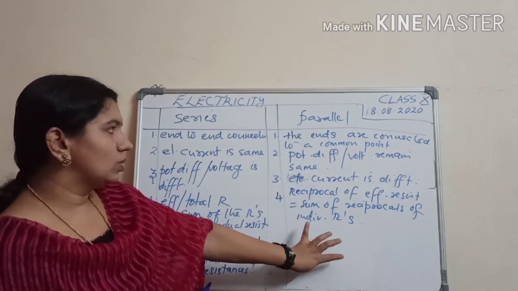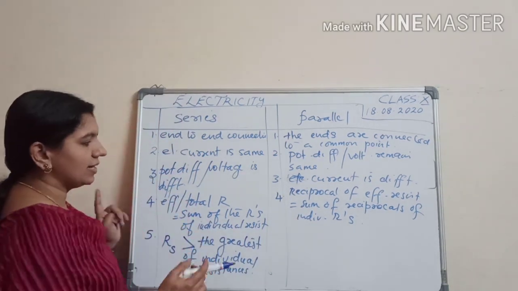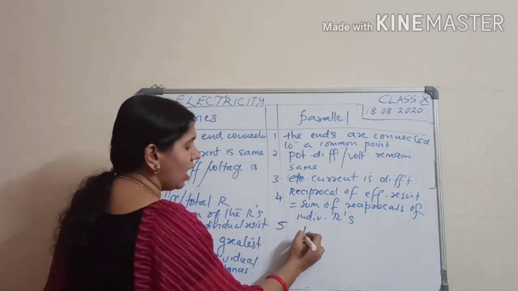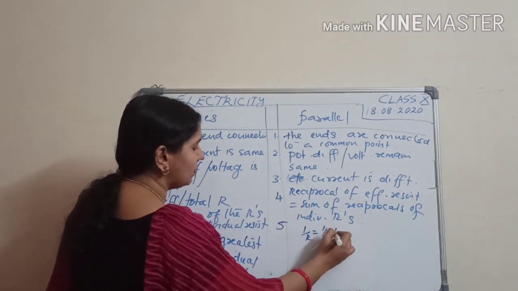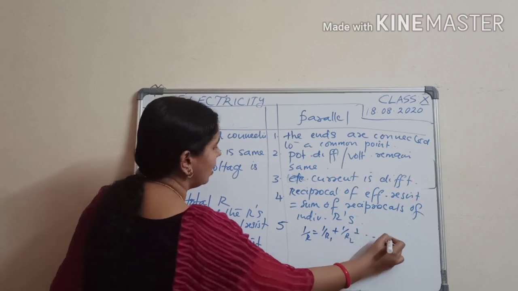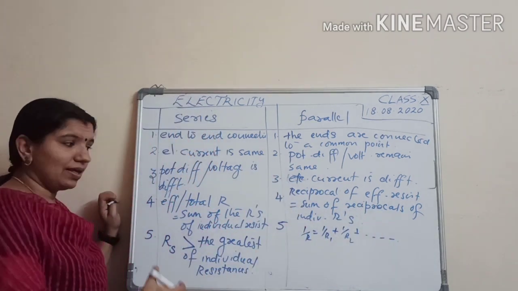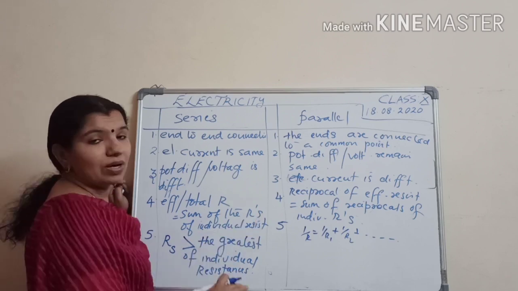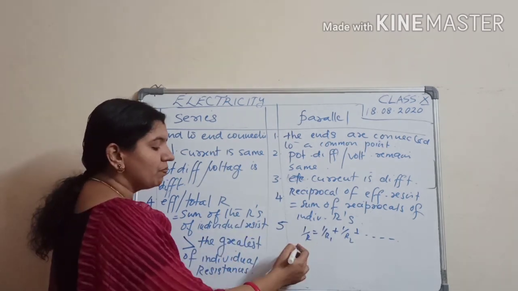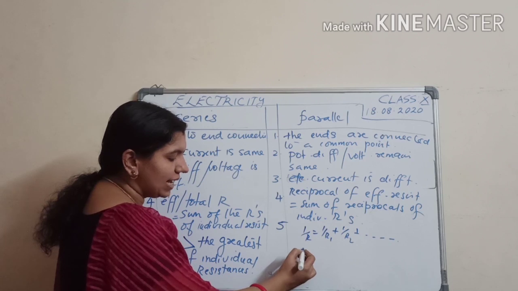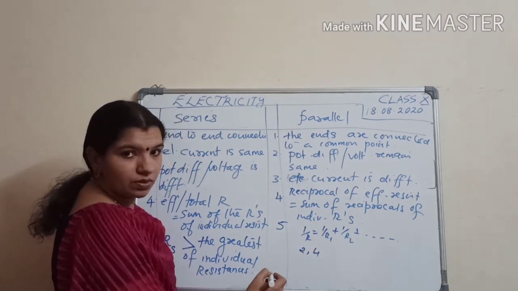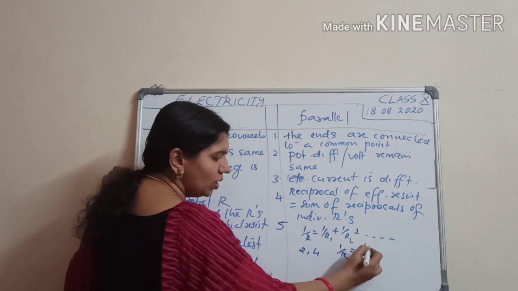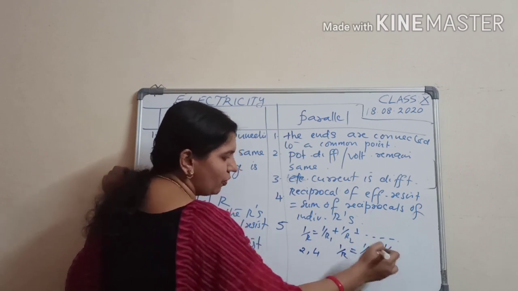Now moving to parallel connection. Again listen here. In parallel connection, what is the expression? 1 by R is equal to 1 by R1 plus 1 by R2 plus etc. If a large number of resistors are there, we will take it like this. We will take the sum of the reciprocals of resistances. Now, if I have resistances like 2 and 4, I will take 1 by R is equal to 1 by 2 plus 1 by 4.